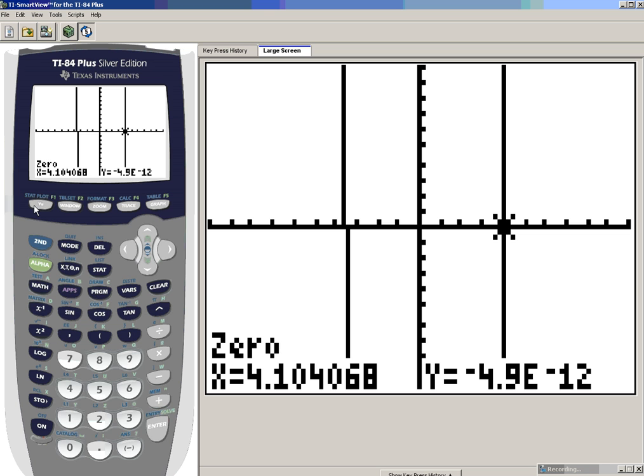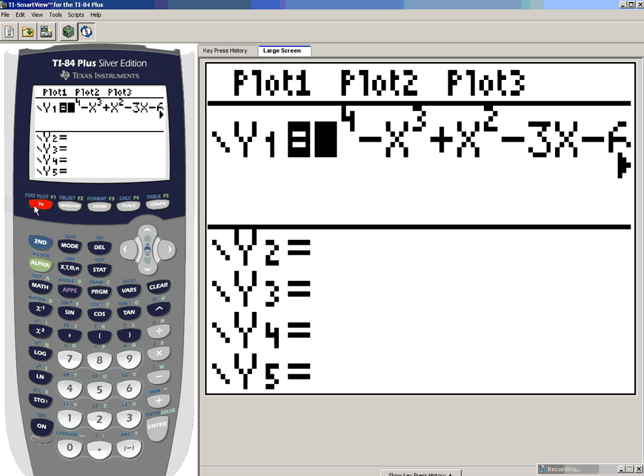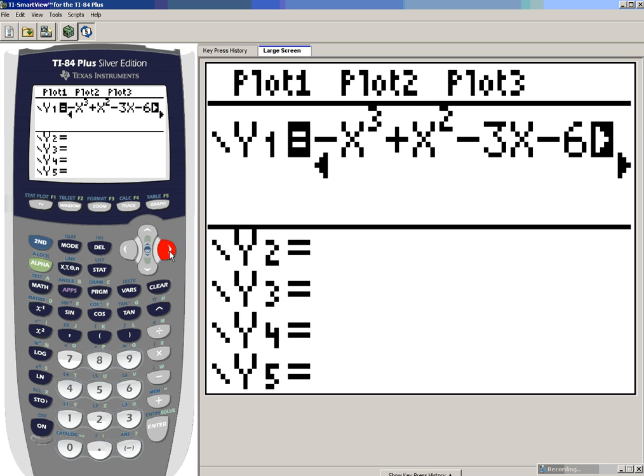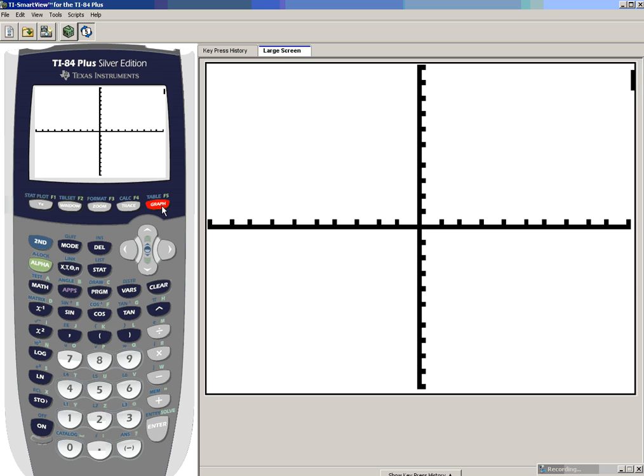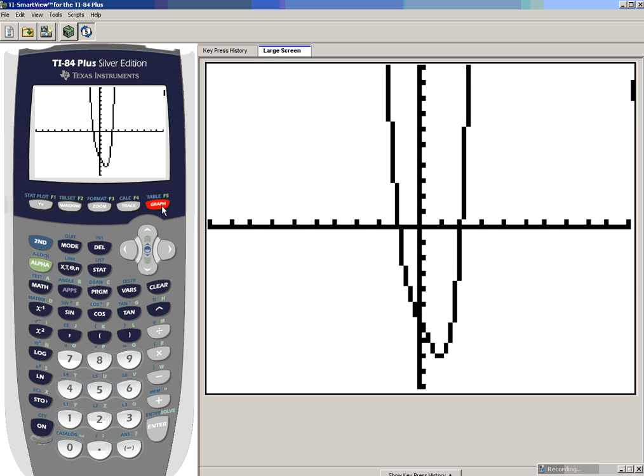And something's wrong here with the function I put in. Let's check that. There's a bunch of other stuff here at the end that I need to get rid of. Okay, let's graph that again now. Okay, that should be the picture that you got. All right, so now we can very clearly see that only 2 of these solutions are going to be real because there are 2 x-intercepts only.